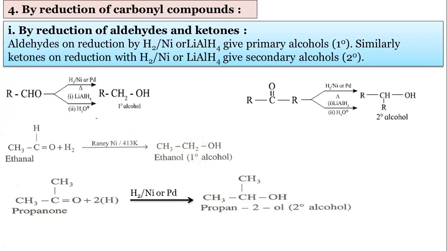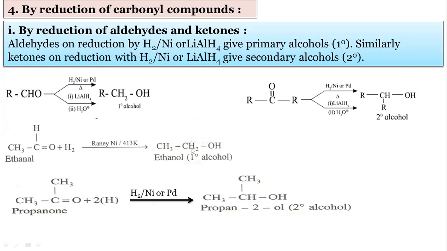These are the very famous reducing agents: H2 with nickel, H2 with Pd, lithium aluminum hydride, or sodium borohydride, NaBH4. When aldehydes are reduced, they give primary alcohols, and ketones on reduction give secondary alcohols. See this example carefully. Ethanal, whose common name is acetaldehyde, plus H2, reduction takes place by using Raney nickel, or you can use NaBH4 or lithium aluminum hydride. We get CH3CH2OH.